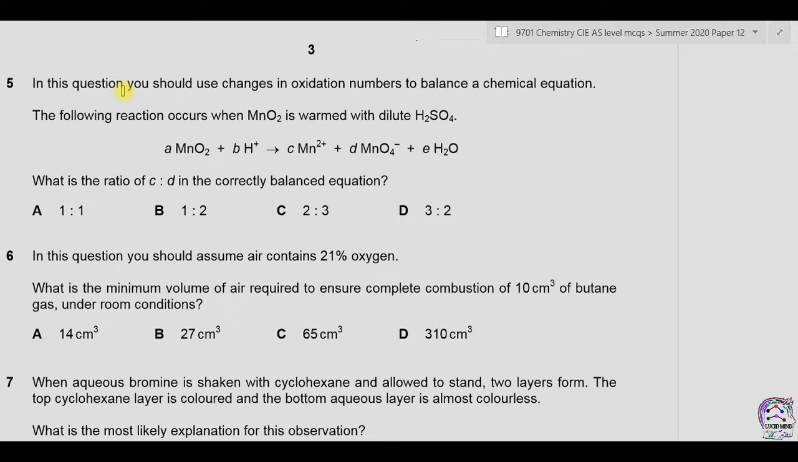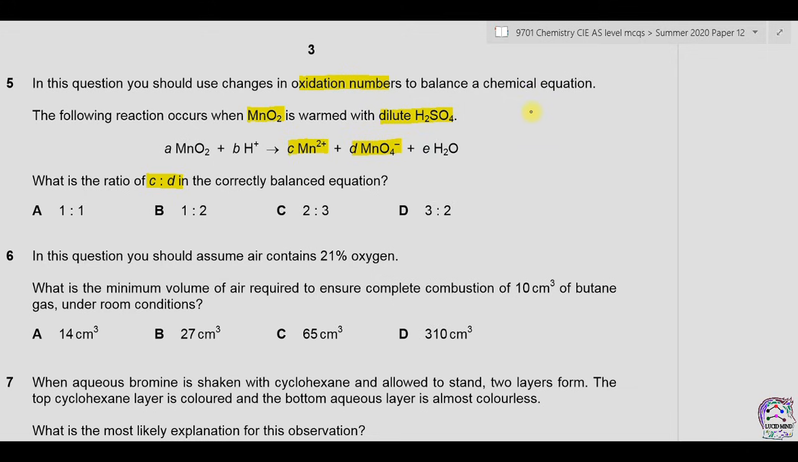Question 5. In this question you should use changes in oxidation numbers to balance a chemical equation. The following reaction occurs when manganese dioxide is warmed with dilute sulfuric acid. What is the ratio of C to D in the correctly balanced equation? So we have to find the ratio between the manganese ions and manganate ion.